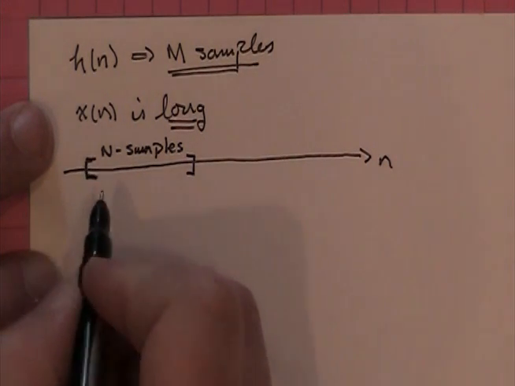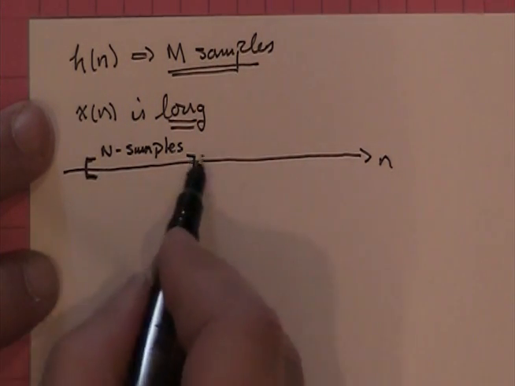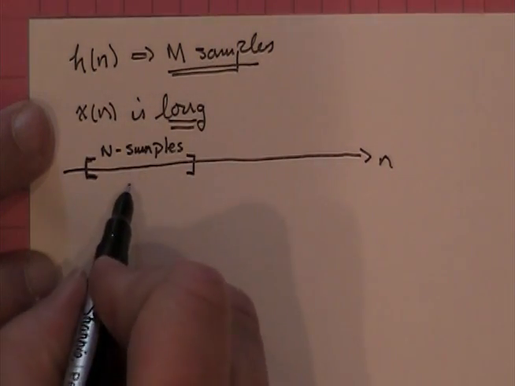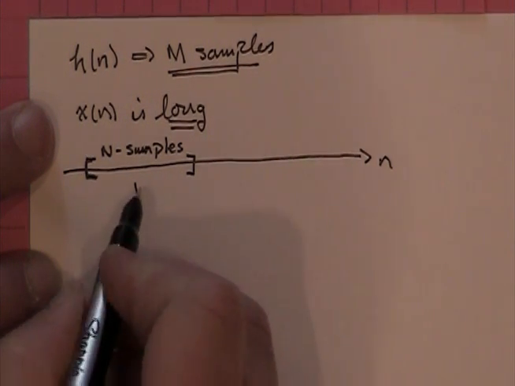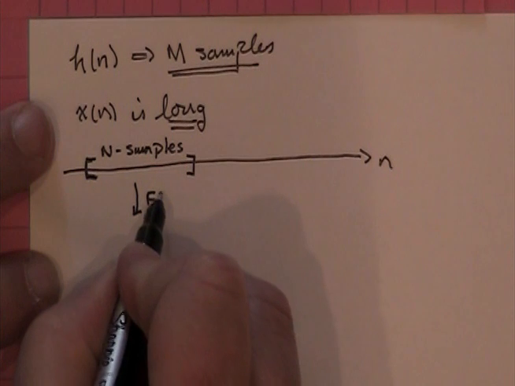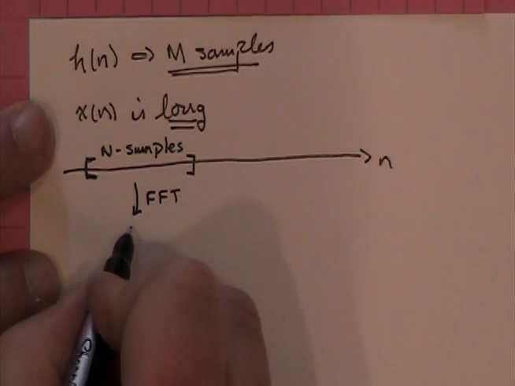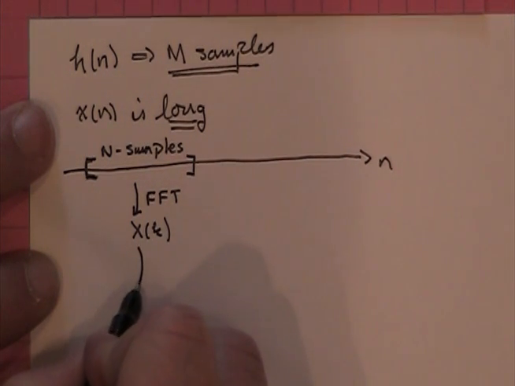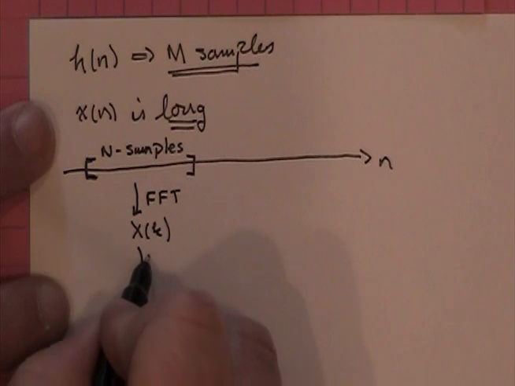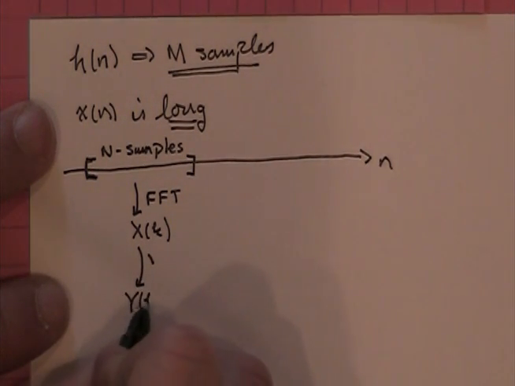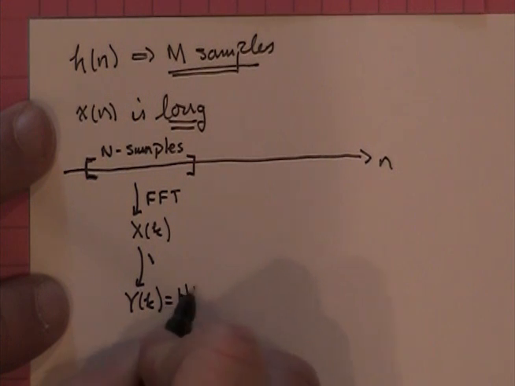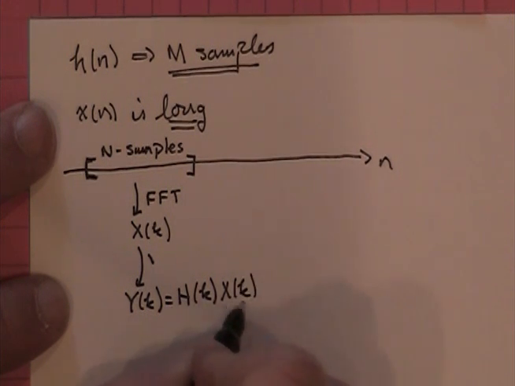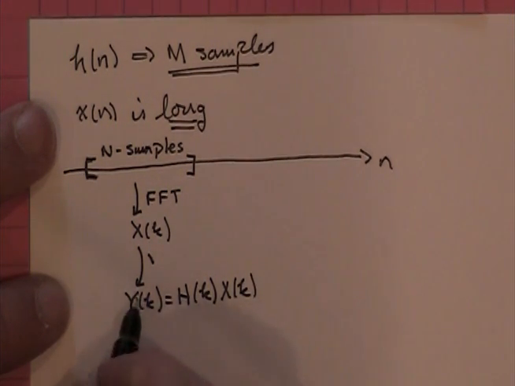Okay, and I'm going to process these n samples using my FFT algorithm. So I'm going to take those n samples, calculate an FFT of it, or a DFT of it. I'll use an FFT algorithm to come up with x of k, frequency domain samples. I'm going to multiply to get y of k, output samples in the frequency domain. I'll take values of my frequency response times x of k, multiply in the frequency domain to get the output signal.